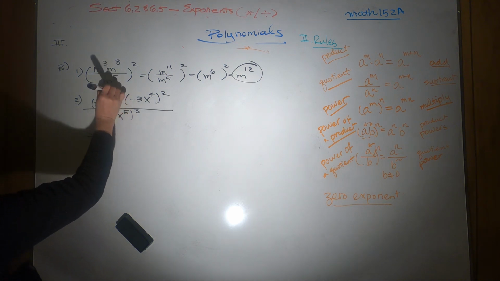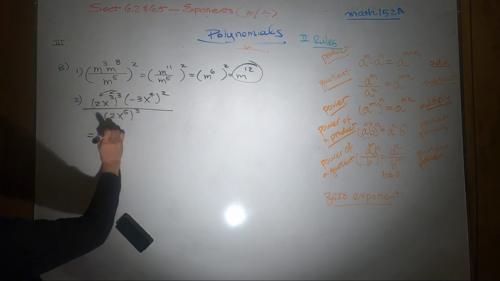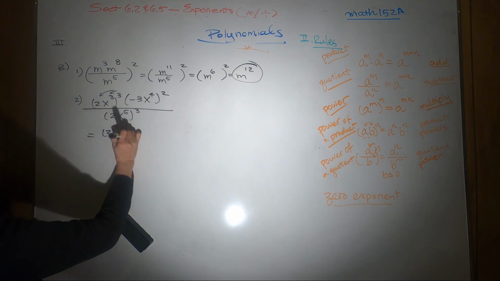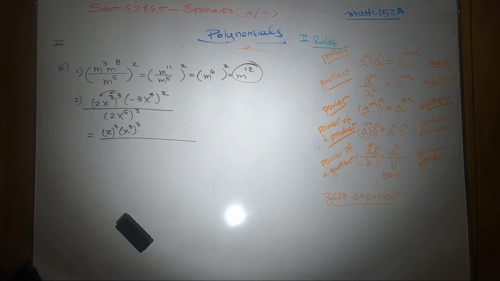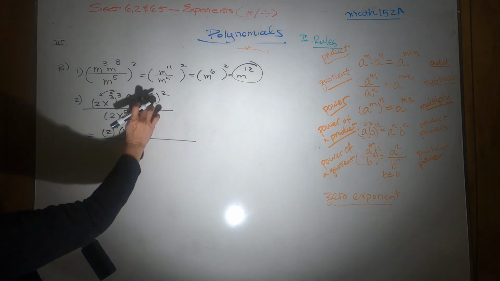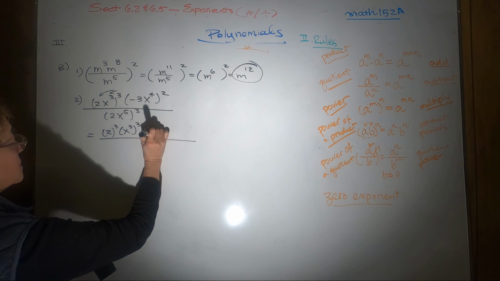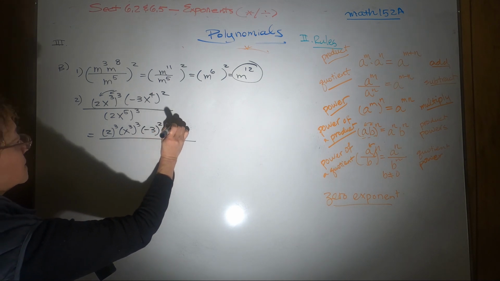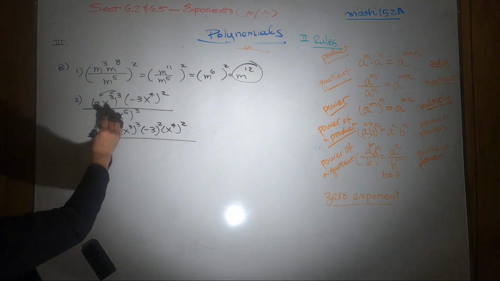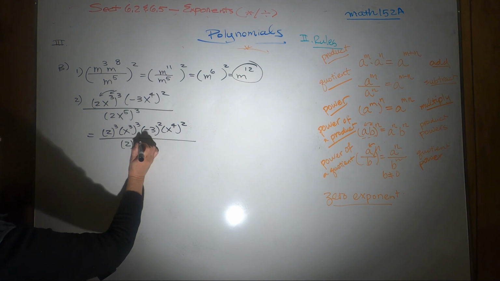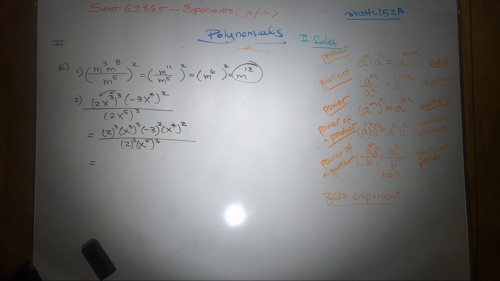So this one, how many things are inside the 3rd power? 2 of them. So you write it individually: 2 to the 3rd power, x to the 3rd power. Can we do that? And this one, 2 things, each one has a 2nd power. So you write negative 3 to the 2nd power, x to the 4th to the 2nd power, right? Then this one will be 2 to the 3rd power, x to the 5th to the 3rd power. Is that right?